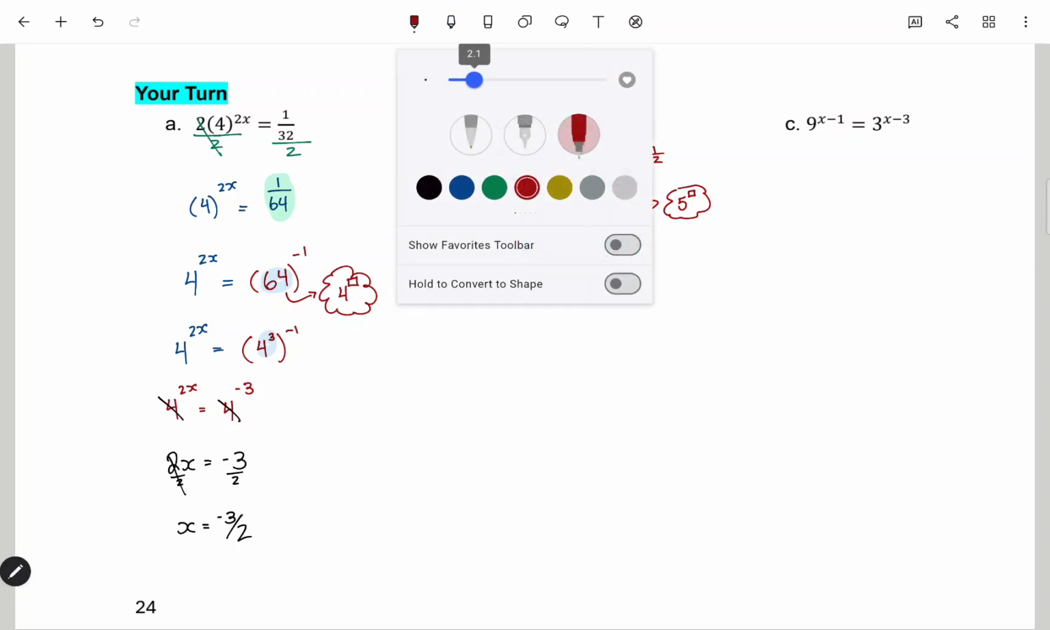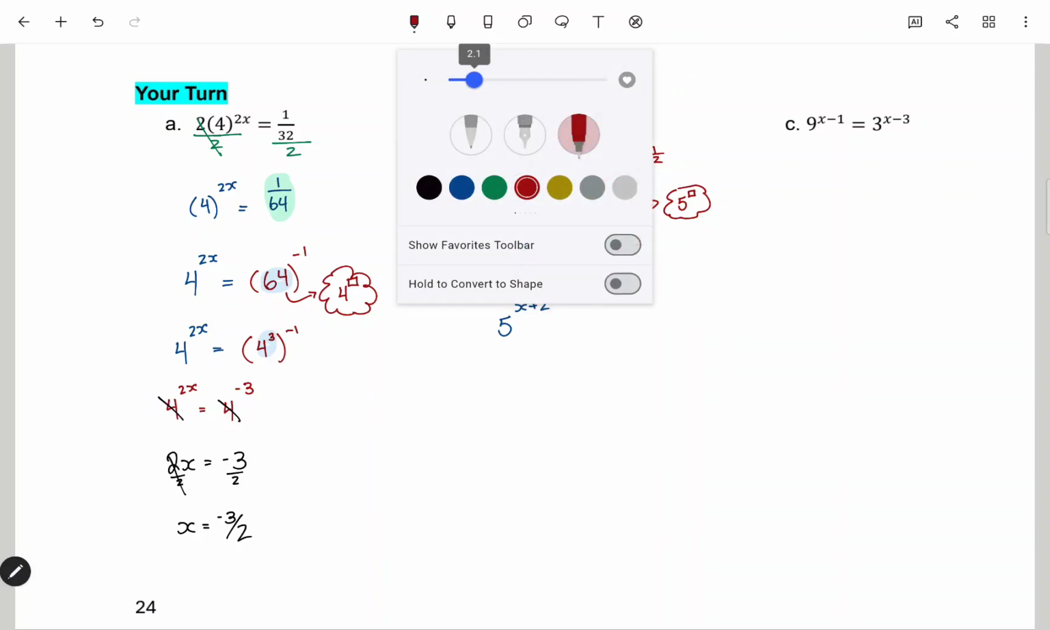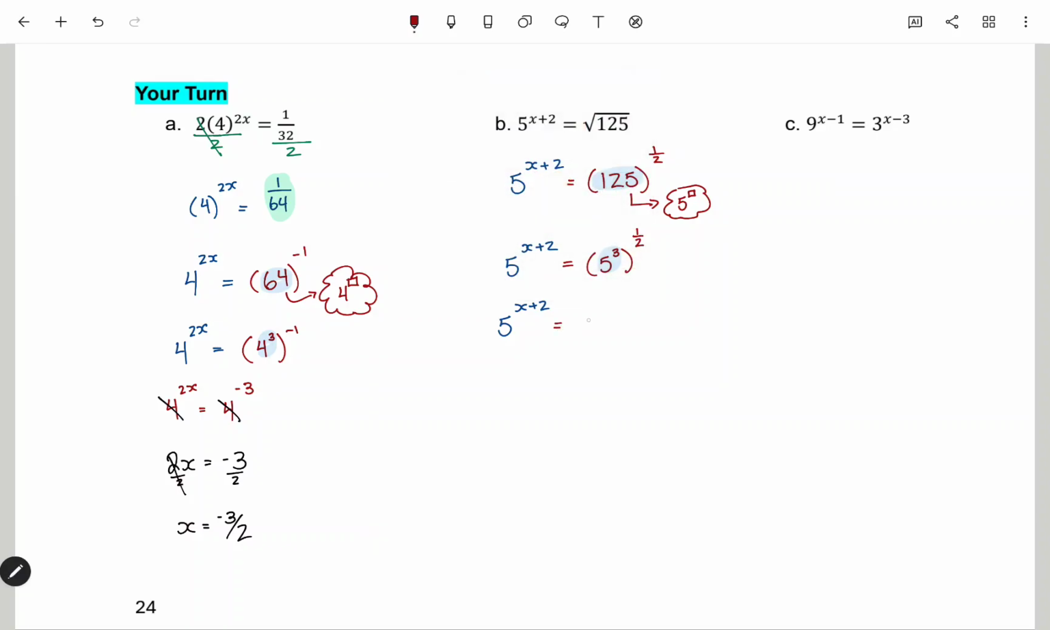There's that power to a power again. Left-hand side here isn't going to change. Right-hand side is now going to become 5 to the power 3 times 1/2, which is 3 halves. Bases are the same. Let's ignore our bases and just set our exponents equal to each other. Subtract 2 from both sides, and we get that x is equal to -1/2.